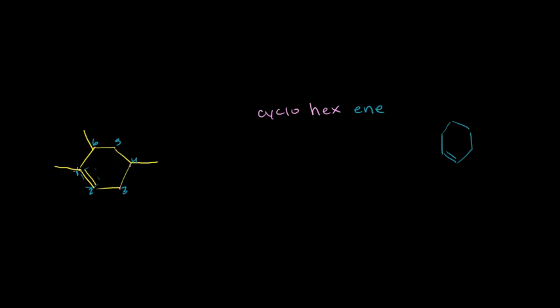So we have 3 methyl groups. Let me circle the methyl group. That's a methyl group right there. That's a methyl group right there. That's just one carbon, right? So we have 3 methyl groups. They're at the 1, the 4, and the 6. So it is 1, 4, 6. We have 3 methyl groups, so it's trimethyl cyclohexene. 1,4,6 trimethyl cyclohexene. That's what that is.